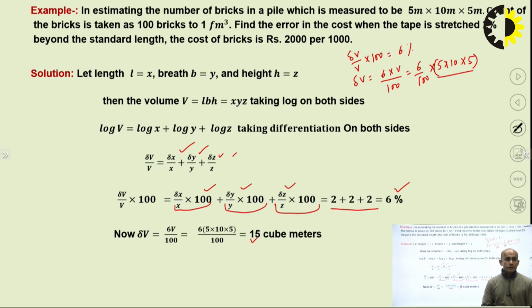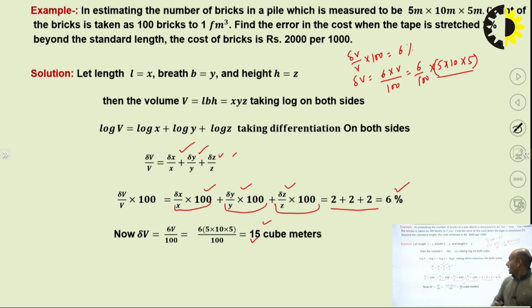Now the error in volume will be this 5 cubic meter. So we get the approximate error in measuring the volume of that pile of bricks. If we find the error in cost of this 15 meter cube, then we get the required error. So first we have to find the number of bricks in this 15 cubic meters.